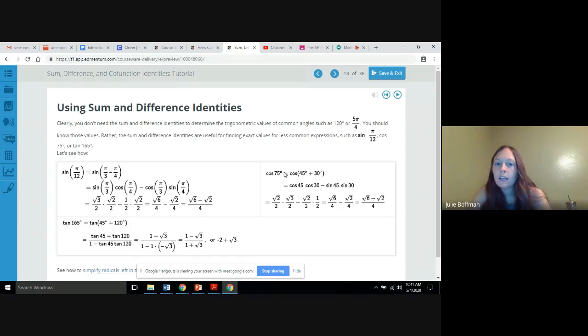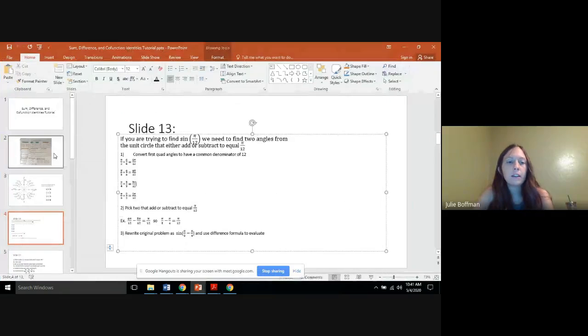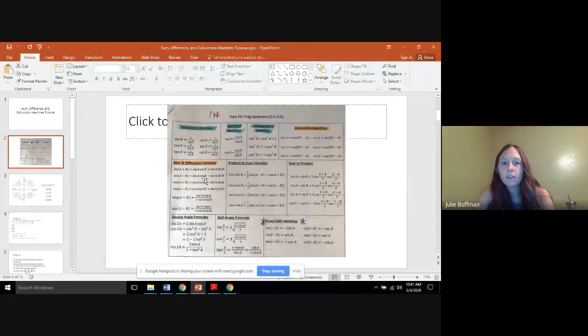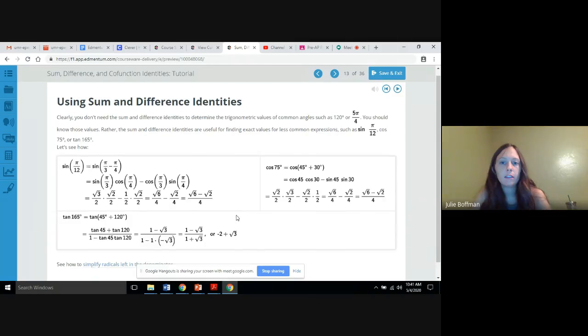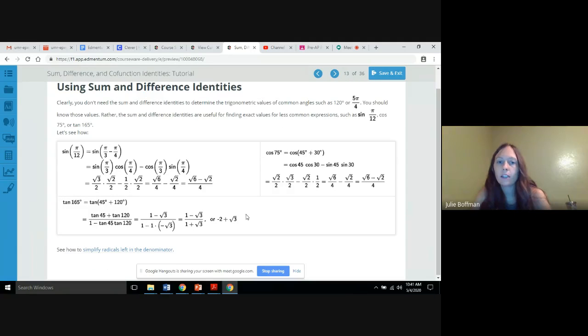So then here they do 75 degrees, which they break up to be 45 plus 30. Use the cosine addition formula, which would be this third one: cosine of the first times cosine of the second minus sine of the first times sine of the second. And then they use their unit circle, simplify it the same way, and you get your answer. So notice those are the same because pi over 12 and 75 degrees are actually equivalent. Actually, no, they're not. That is not true. I take that back.